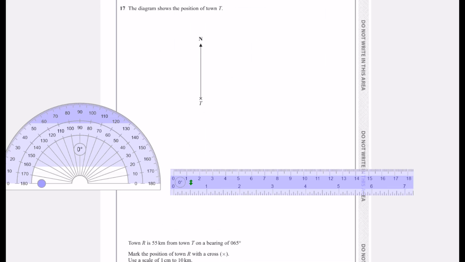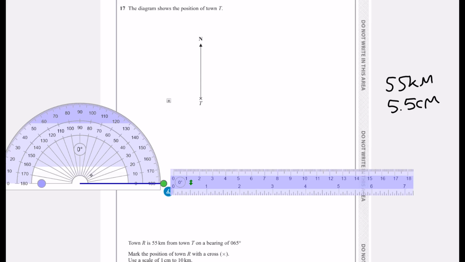Question 17. The diagram shows the position of town T. Town R is 55 kilometers from town T on a bearing of 65 degrees. So a bearing is measured from north. So it's 65 degrees here from the north line. And mark R, use a scale of 1 centimeter is 10 kilometers. So it's 5.5 centimeters. So 55 kilometers. Divide it by 10 to get the number of centimeters, 5.5 centimeters.